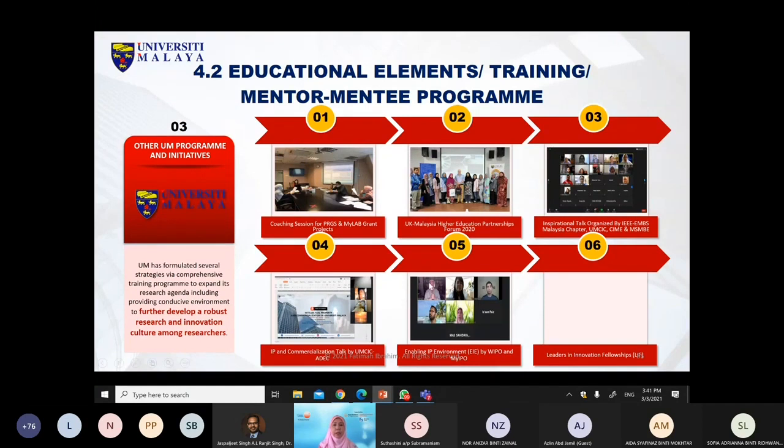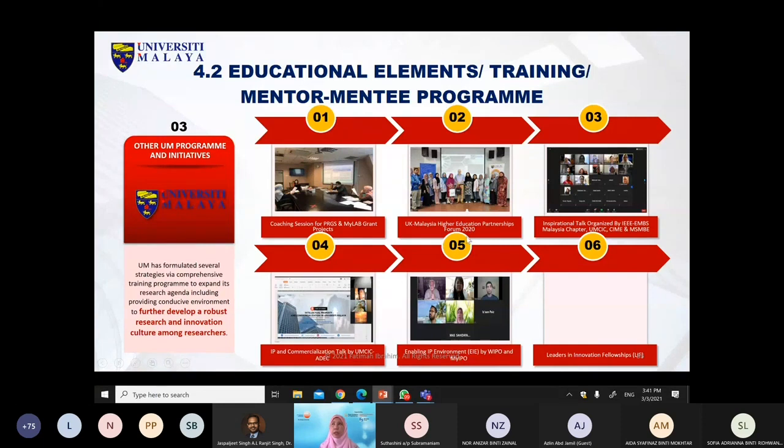For example, in our tech transfer office, we have the prototype grants, PRGS and MyLab grants. I myself, as the director, give pitching sessions and guidance to my researchers on how to write the proposal and to pitch properly so that they can get the grant, with tips and so on. And then we also have the UK and Malaysia Higher Education Partnership Forum.